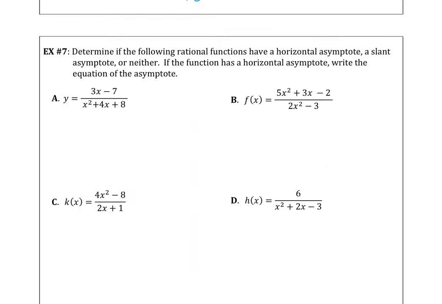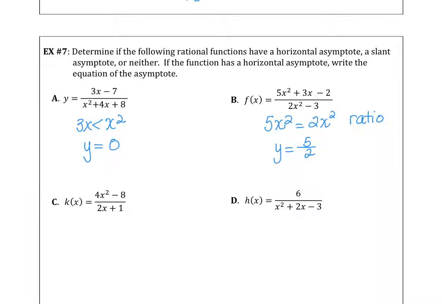In example 7, we're looking at where horizontal asymptotes come from. So this should be pretty straightforward. 3x is less than x squared. The horizontal asymptote is y equals 0. In part B, 5x squared is the same as 2x squared, so we want the ratio of the a number divided by the b number. The horizontal asymptote is 5 over 2.